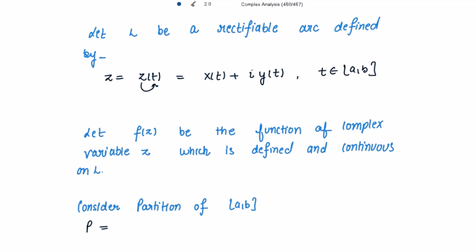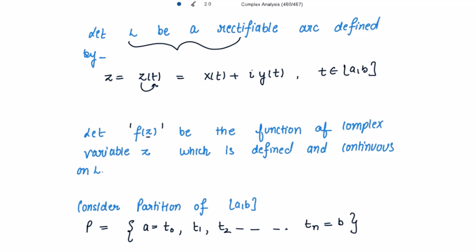Let f(z) be a function of the complex variable z, which is defined and continuous on the arc L, the rectifiable arc. Then we consider the partition of the closed interval [a, b], taking the initial point a to be represented as t0, and then t1, then t2, and so on up to tn, which is represented as b. It is the initial point, this is the terminal point.